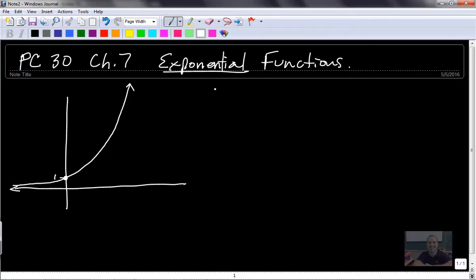And that format is y equals c, some kind of constant, just a regular number, with the x as the exponent. And of course, that's why it's called an exponential function, because the root word is exponent. So the x is in the exponent position. That's important. That's what makes it an exponential function.